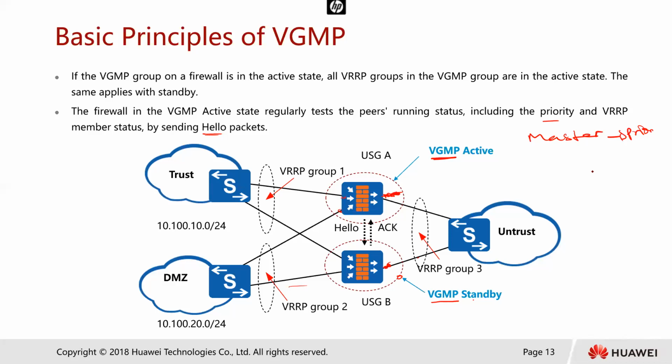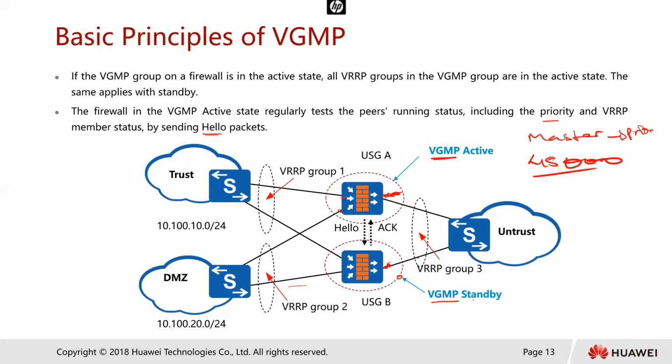So the initial VGMP group priority on Huawei firewalls and the next generation firewall module is usually 45,000. Usually the initial group priority on the next generation firewalls depends on the number of cards in the line processing unit, LPU, and the number of CPUs on the service processing unit.